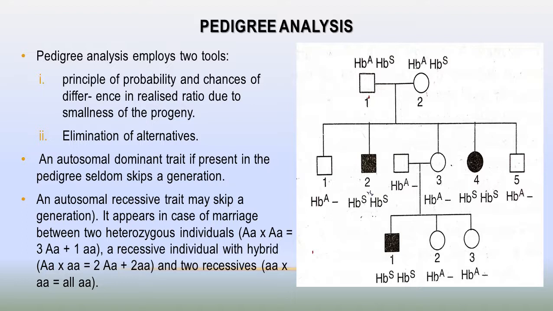An autosomal recessive trait may skip generations. You can easily see in this pedigree chart that in the first generation the individuals are unaffected. They are only carriers, so they are not showing any trait. So here they skip the generation, but they show the trait or defect in the second and third generations. So we can see that an autosomal recessive trait may skip a generation, whereas an autosomal dominant trait cannot skip generations.